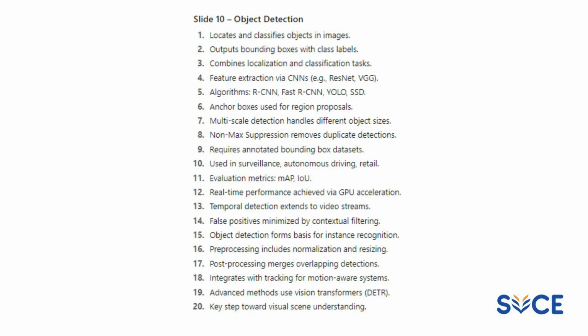Object detection. Object detection is one of the most important tasks in computer vision that involves both identifying, that is recognizing, and locating, that is localizing, objects within an image or video. While image classification only tells what object is present, object detection tells what and where by drawing bounding boxes around detected objects. For example, if an image contains a car, pedestrians, and a traffic light, an object detection model will identify each object: car, person, traffic light.